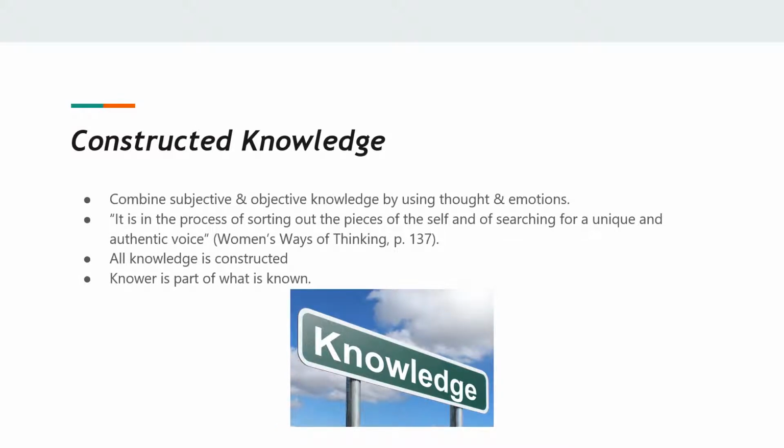The last perspective is constructed knowledge. This perspective involves a person combining subjective and objective knowledge while using thought and emotions. As the authors wrote, this step involves the process of sorting out the pieces of self and of searching for a unique and authentic voice. Here, women discover the two basic insights of constructivist or practical thought, that all knowledge is constructed and the knower is an intimate part of what is known.